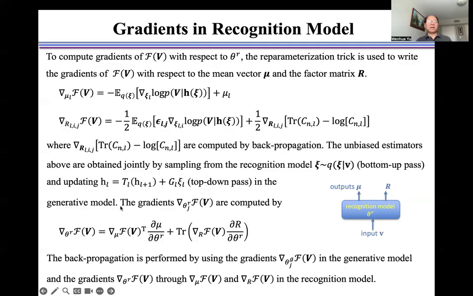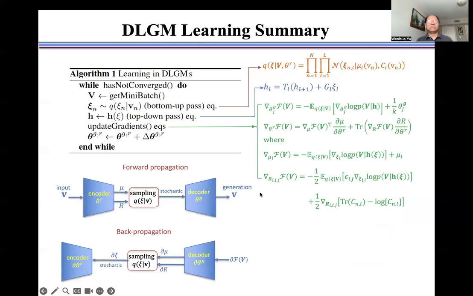The gradients are computed by using this formulation, using the gradients above here. The backpropagation is performed by using the gradients in the generative model and the gradients from these two gradients in the recognition model.